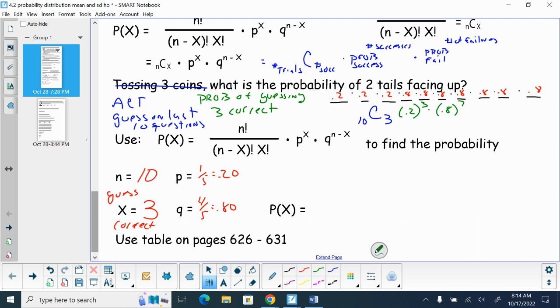Here's our combination, 10C3. Our probability for success to the number of successes times the probability of failure to the number of failures. So this is what I can clickety-clack through my calculator. So I have 10C3 times 0.2 to the 3rd times 0.8 to the 7th.